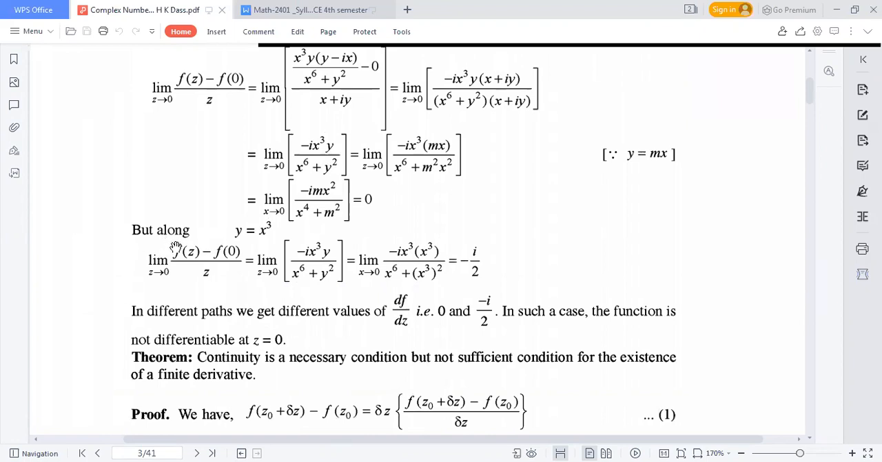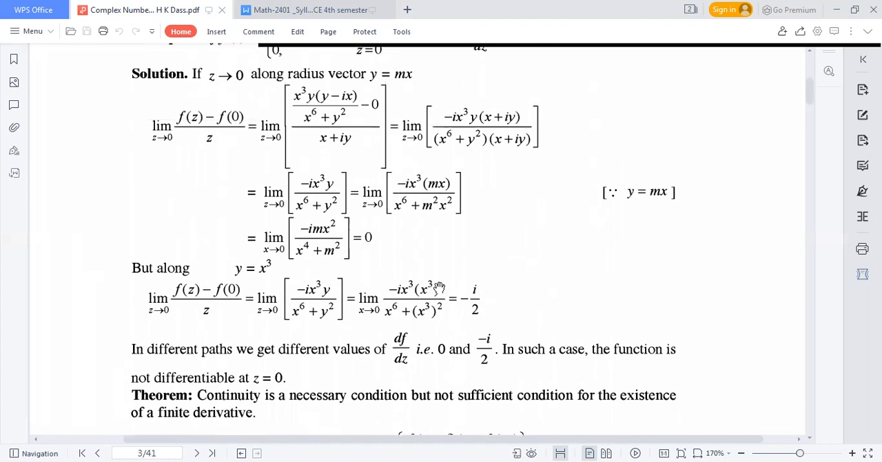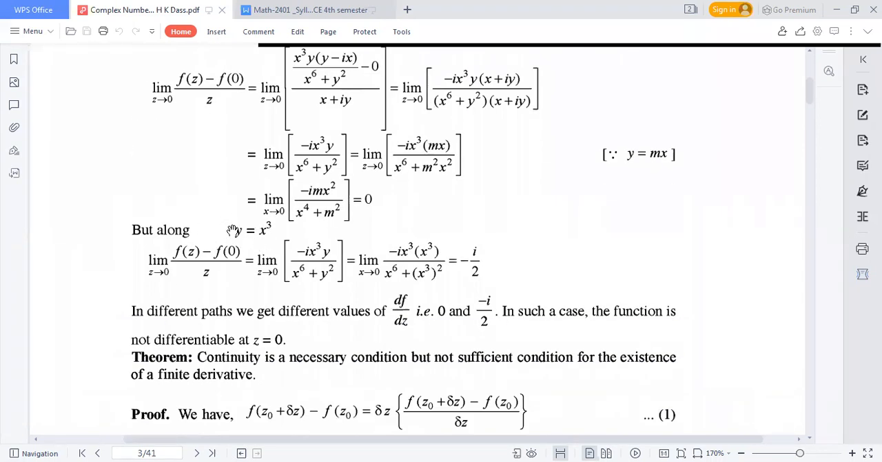But along y equals x cube, just putting the values, we get minus i by 2. In different paths, we get different values of the differentiation of f with respect to z. That means one is 0 and the other is minus i by 2. In such a case, the function is not differentiable at z equals 0, because we got different values. The limits along y equals mx and y equals x cube would have to be the same. If the same, then the limit exists, otherwise not. That means the left hand limit and right hand limit must be equal, otherwise the limit does not exist.